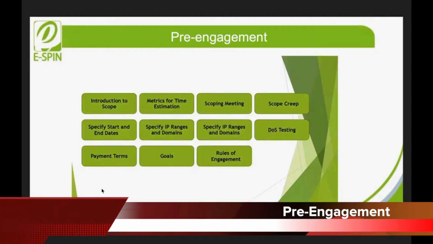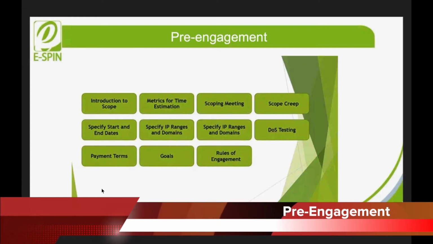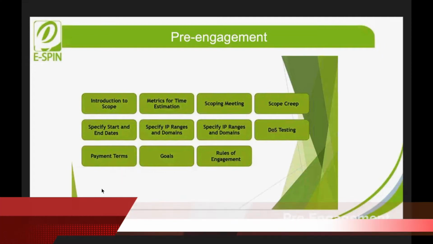I won't explain in depth because we don't have time, I will just quickly go over it. For pre-engagement, of course, you need to understand the scope. You need to know, for example, whether denial of service testing is allowed or not, as well as the specific IP ranges and domains, and what the rules of engagement say can be done at what time and what cannot be done.